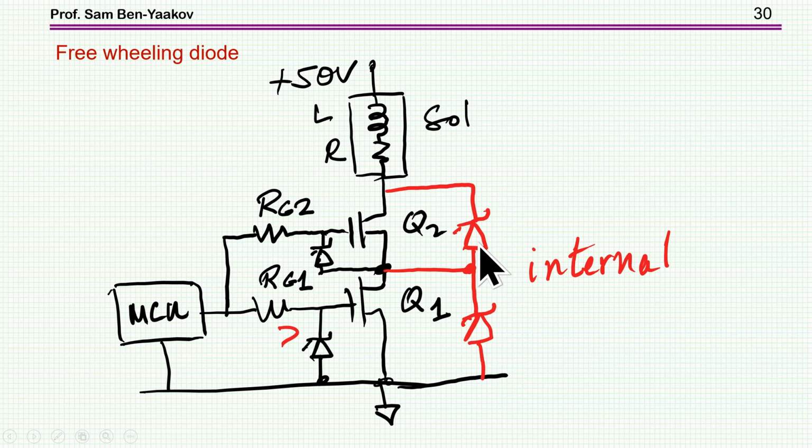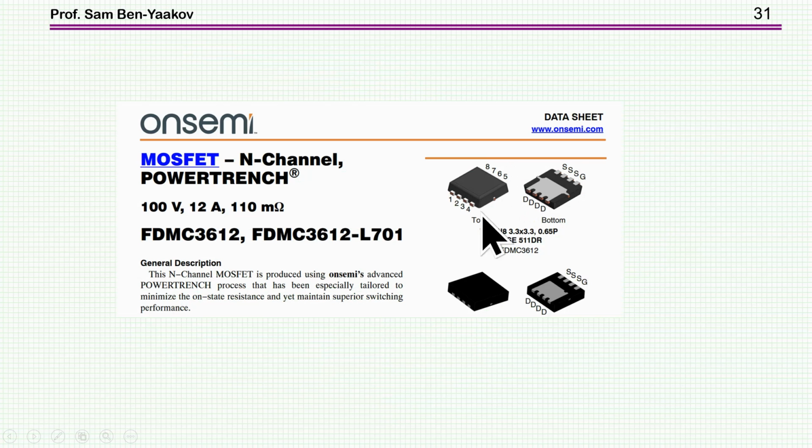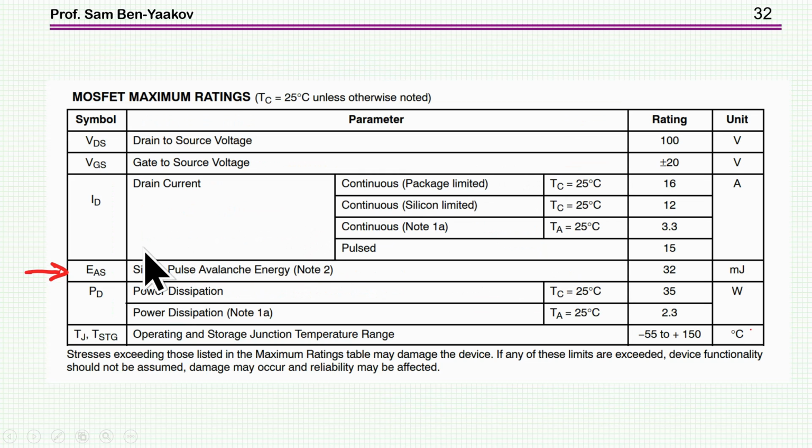It's given in the datasheet, and we'll look at it. And as we'll see, in this particular application, the transistors themselves can actually absorb the energy, and there's no need for an extra diode. So here is the transistor, and I've chosen this one, which is about 0.1 ohm resistance, and this is this package. And let's have a look now.